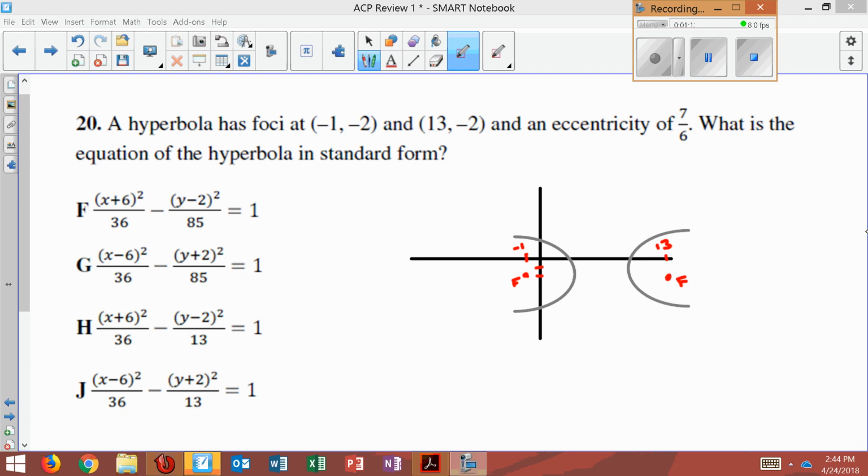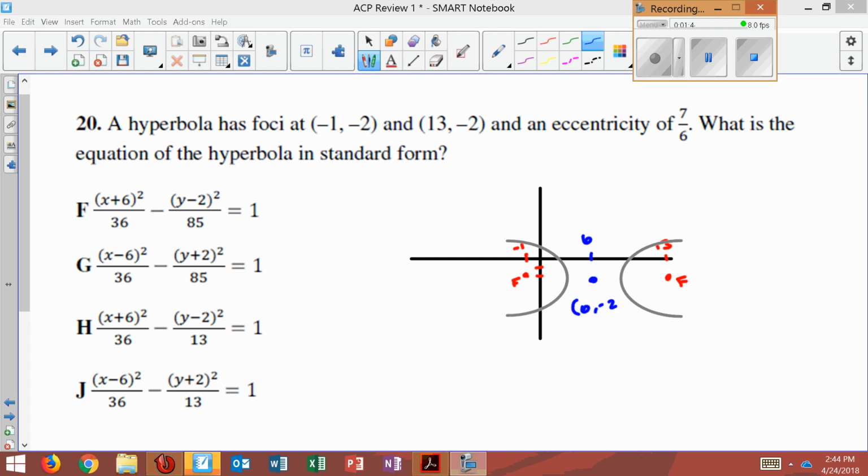The next thing we talk about is where the center must be. If I'm at x = -1 and also x = 13, that means they're a difference of 14 units apart. So 7 units away from each focus, we'd have our center. If you add 7 to -1, you get 6. And just to check, 6 plus 7 is 13. So this is the center of this hyperbola, which would mean the center is at the point (6, -2).